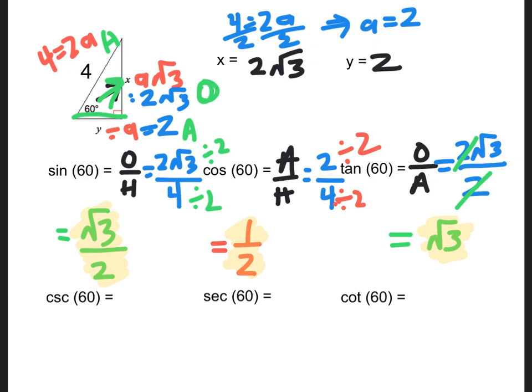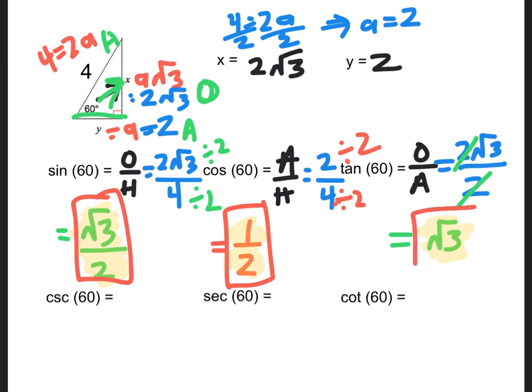All right, I'm going to outline these in red. So for sine of 60, no matter what your side lengths are, your answer will be root 3 over 2. Cosine of 60, you'll have 1/2, and tangent of 60, you'll have square root 3. Again, those answers are the same every time the second number you have, or the number after your trig ratio, is 60.